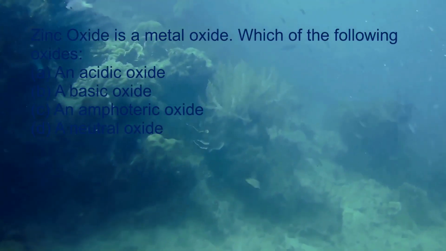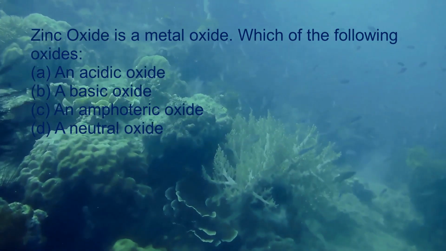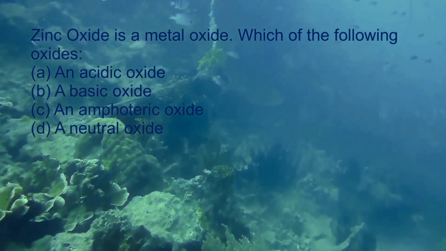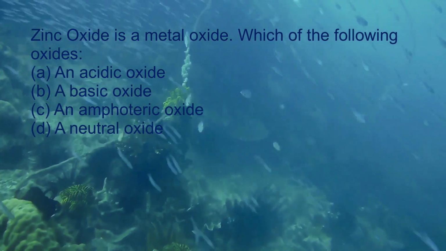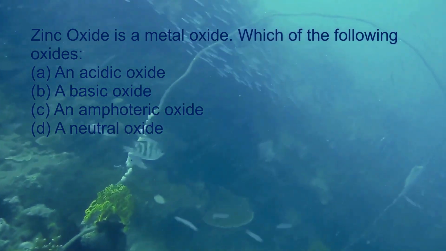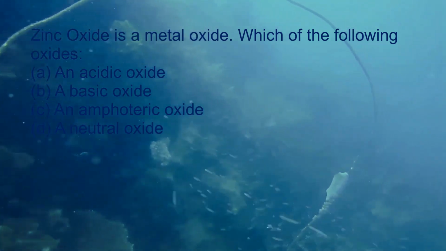Zinc oxide is a metal oxide. Which of the following terms best describes the nature of zinc oxide? A. An acidic oxide, B. A basic oxide, C. An amphoteric oxide, D. A neutral oxide. Solution: option C. An amphoteric oxide is the answer.